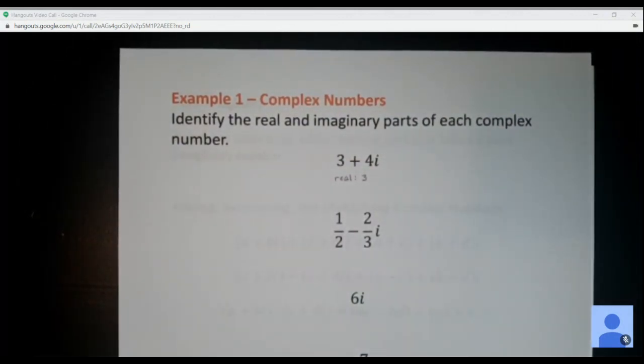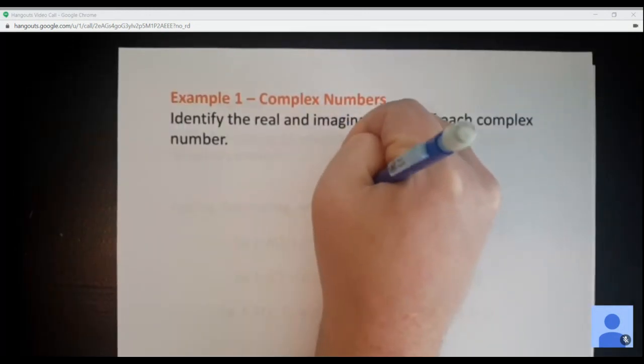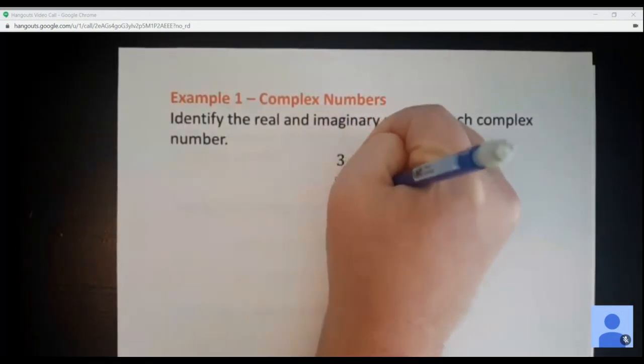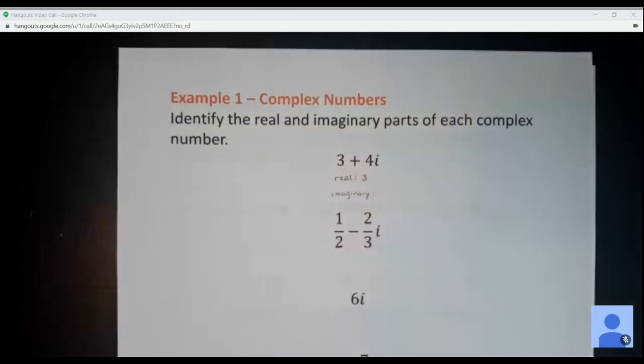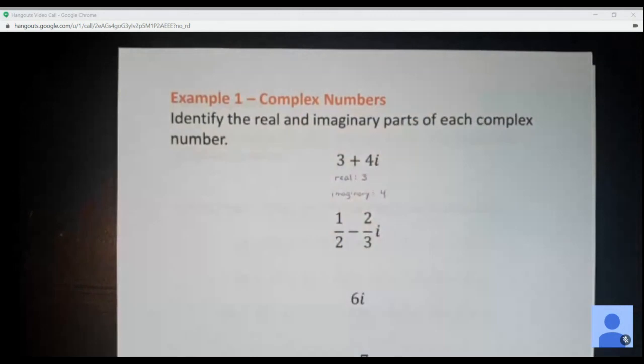If I'm identifying the imaginary part of this, we're only looking at the value of the i. So I don't have to include the i, so the imaginary part of this is just going to be 4.